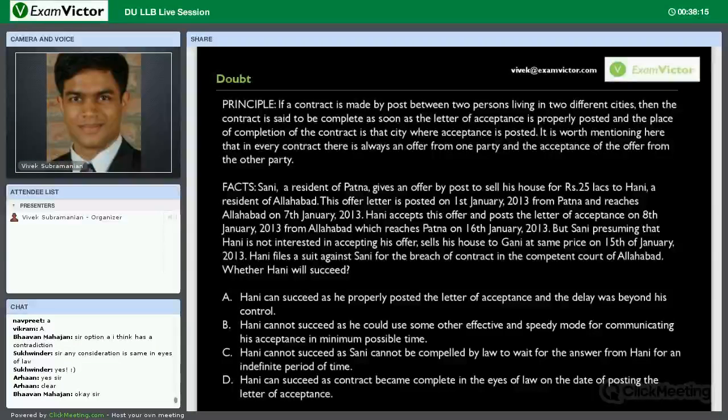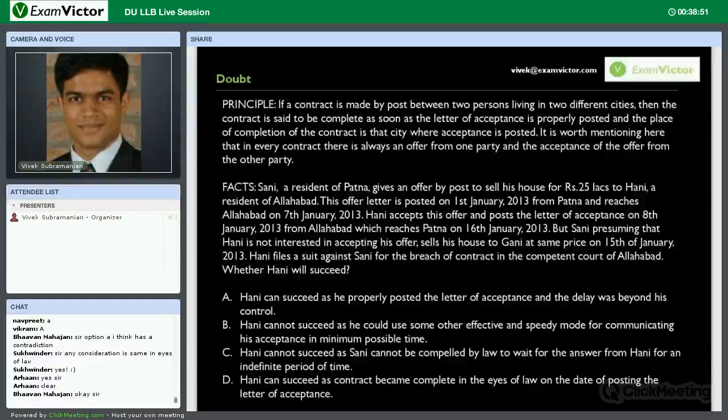The principle here is, if a contract is made by post between two persons living in two different cities, then the contract is said to be complete as soon as the letter of acceptance is properly posted and the place of completion of the contract is that city where acceptance is posted. Now here there are two principles in this one particular sentence. Firstly, it says that the contract is complete at what point of time? As soon as the letter of acceptance is posted. So this is the time at which the contract is said to have been completed.